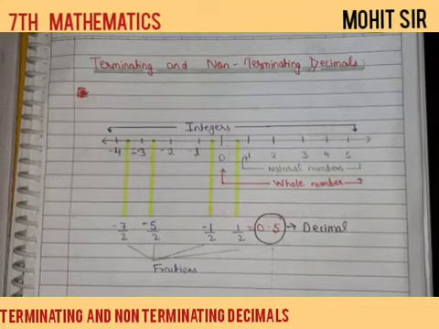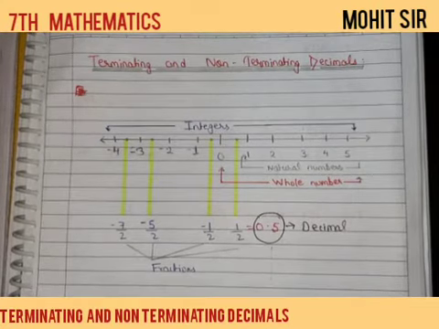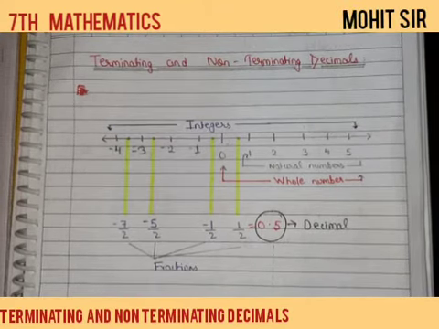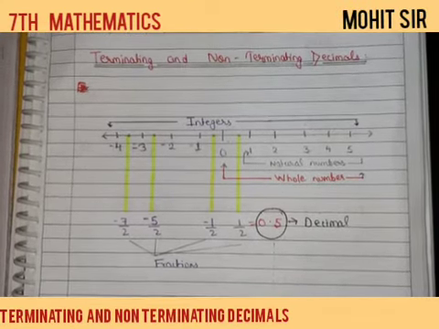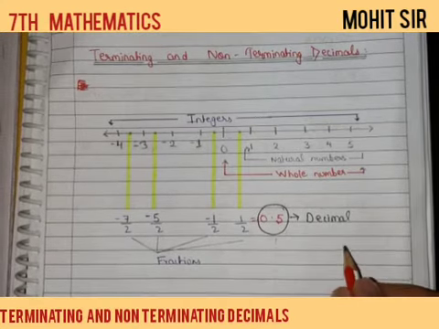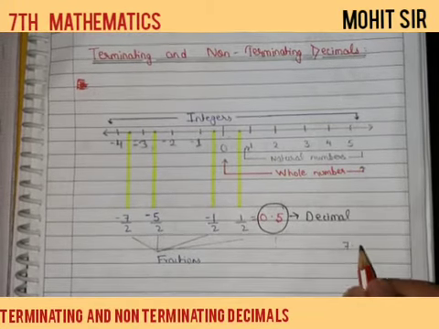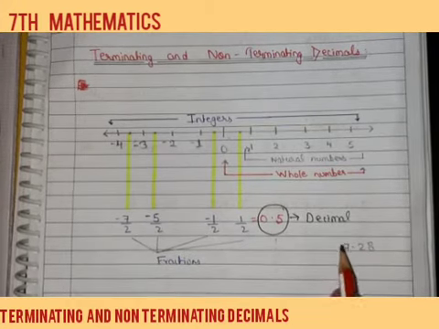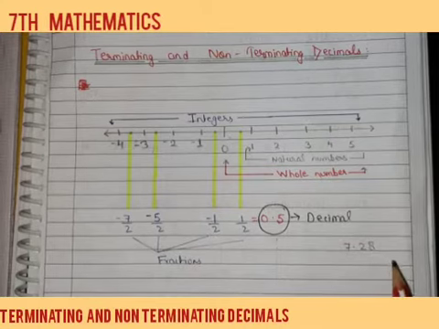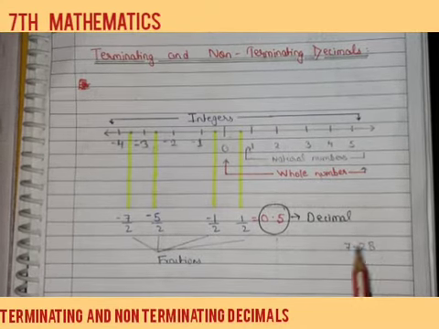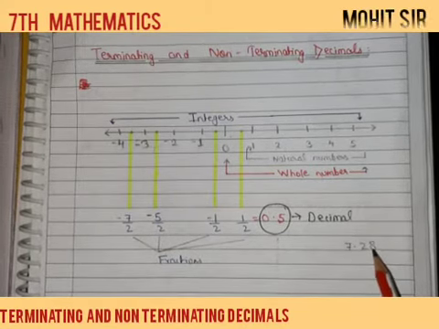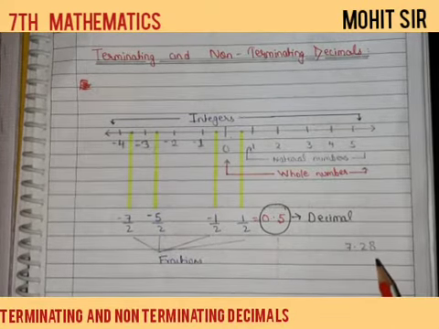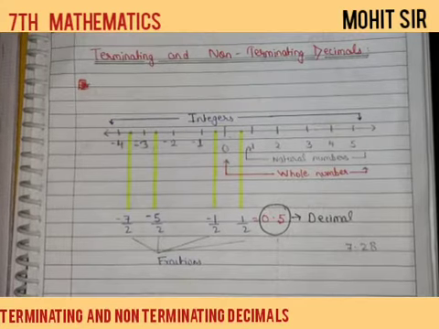A decimal number is such a number which has a decimal point which separates the whole number and the decimal part. For example, if I write 7.28, here 7 represents the whole number part and 28 represents the decimal part. Both the whole number part and the decimal part are separated by a point known as decimal point, and the expansion is known as decimal expansion.